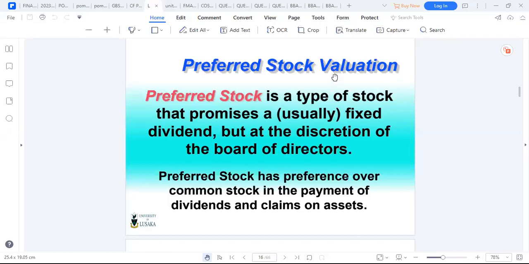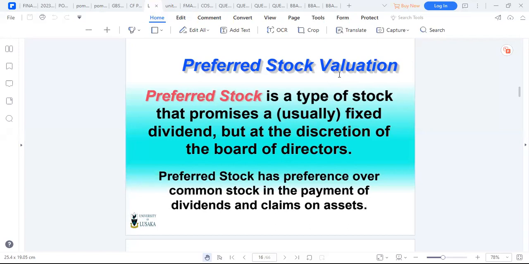Welcome to our session on stock valuation. We're going to look at a corporation or a company that is owned by shareholders, run by a board of directors, and discuss how to evaluate the stock.